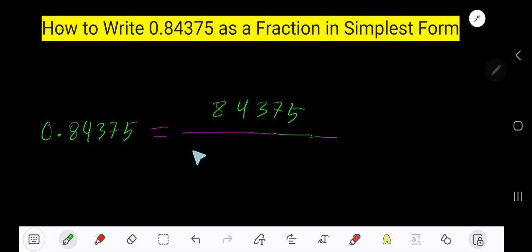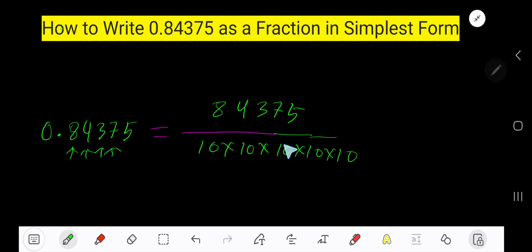And for the denominator, for every digit after the decimal, you have to consider 10 as a multiplication. We have 5 digits after the decimal, so write 10^5. After the decimal we have 5 digits, so we have written 10 five times as a multiplication, of course.